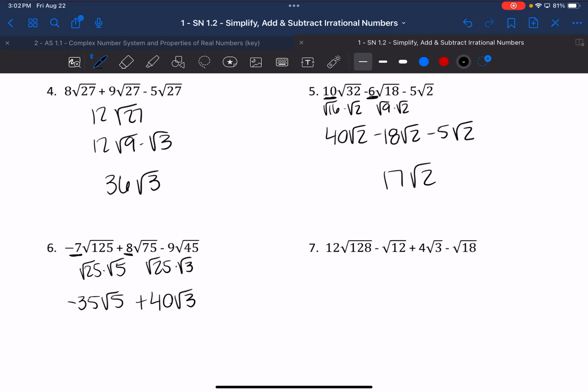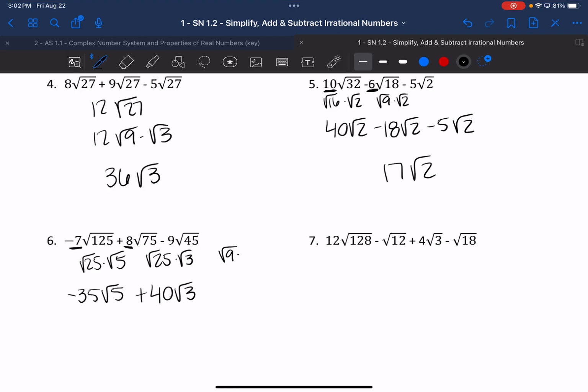Okay, what about 45? What can I rewrite that as? 9 and 5. Good. So that square root of 9 is a 3, right? And 3 times negative 9? Negative 27. So I got negative 27 root 5. All right, so at least 2 of those match, right? So we got negative 35 and negative 27. What's that all together? Negative 62. Yep. Plus 40 root 3, right?